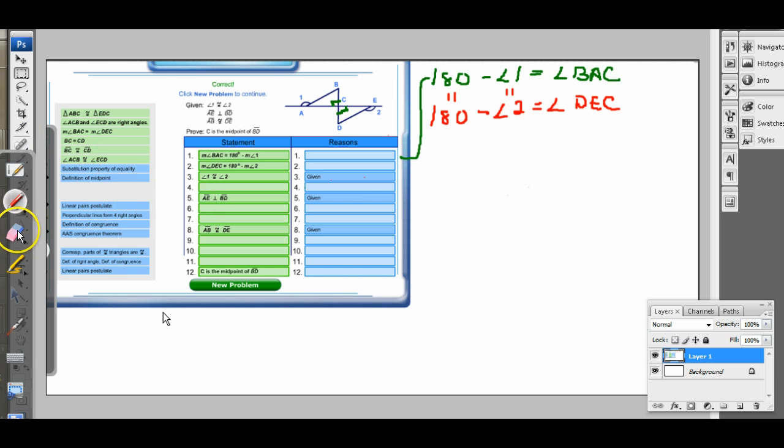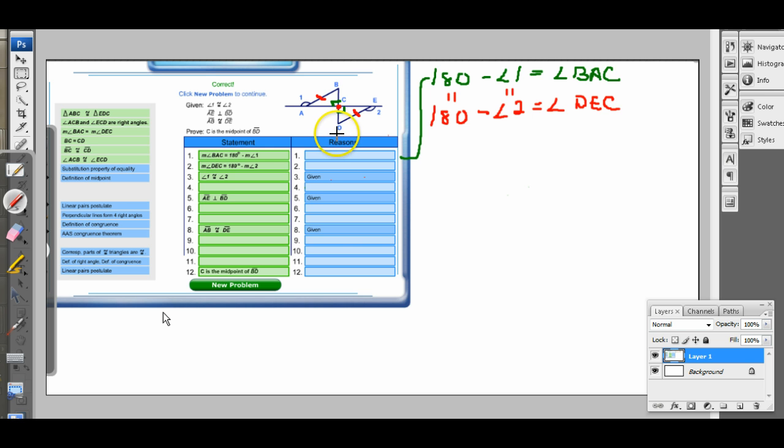Let me make that a better looking right angle. They also said that AB is congruent to DE. So AB is congruent to DE, and they're saying prove that C is the midpoint. So this point right here, they want us to prove that that's the midpoint.